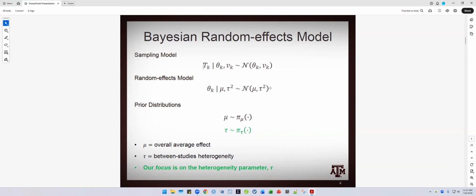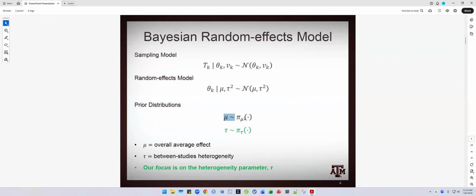So if we weren't in the Bayesian framework, we would stop here. And in fact, the notation for level 1 and level 2 would work in that context as well. What we are going to do, though, in the Bayesian context, is put prior distributions on the 2 leftover parameters, mu and tau squared.